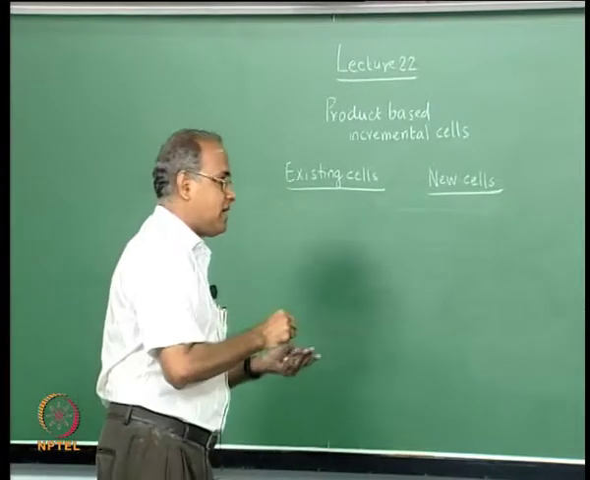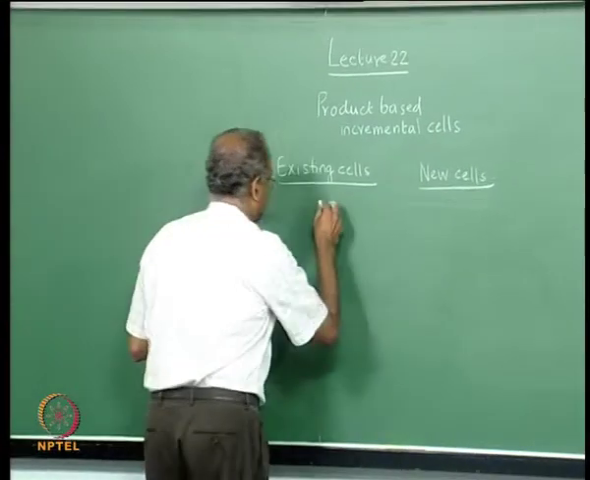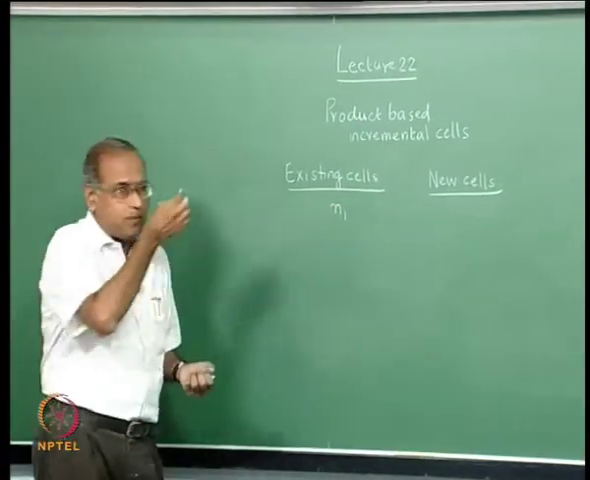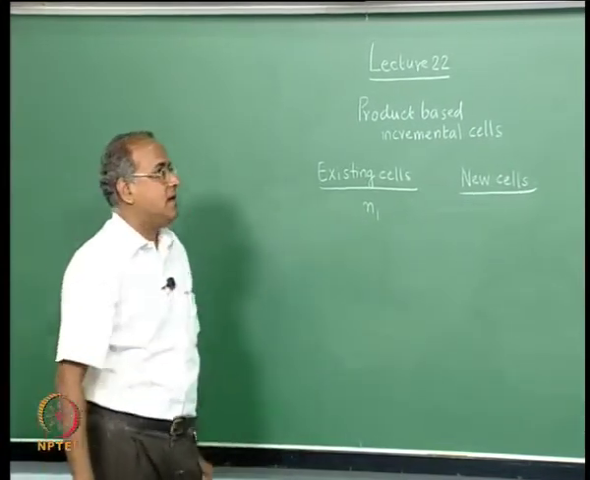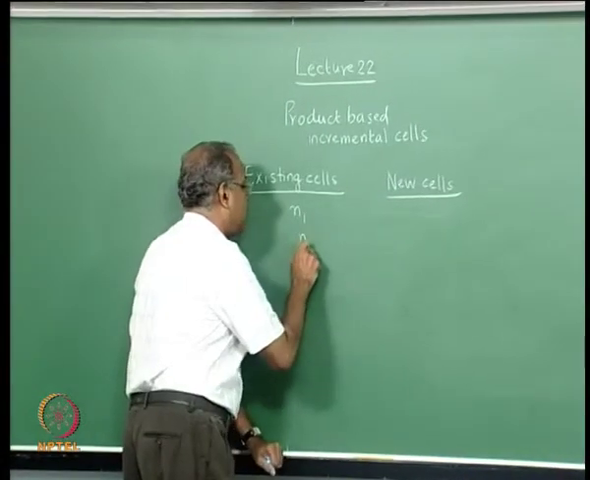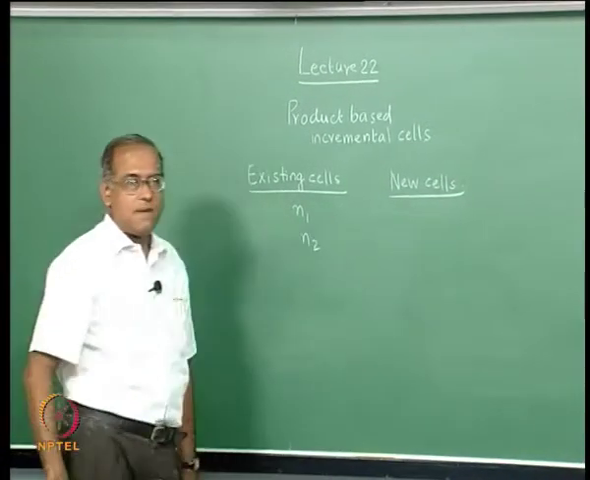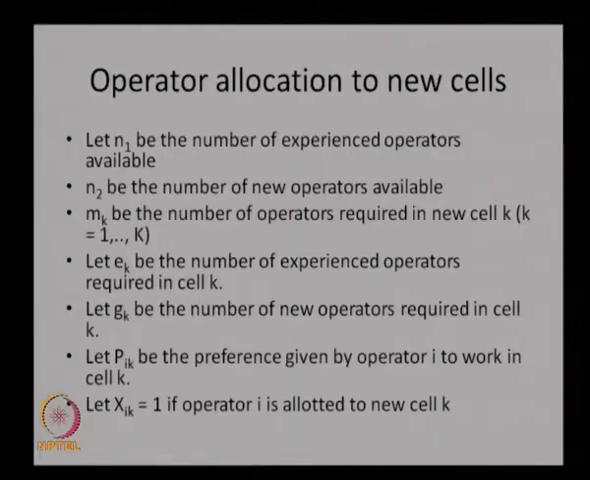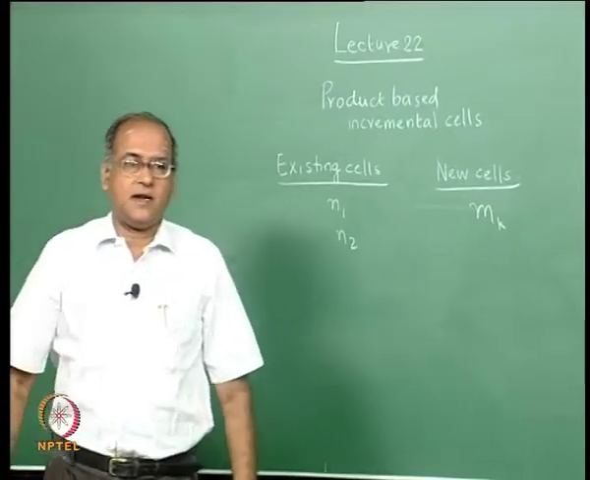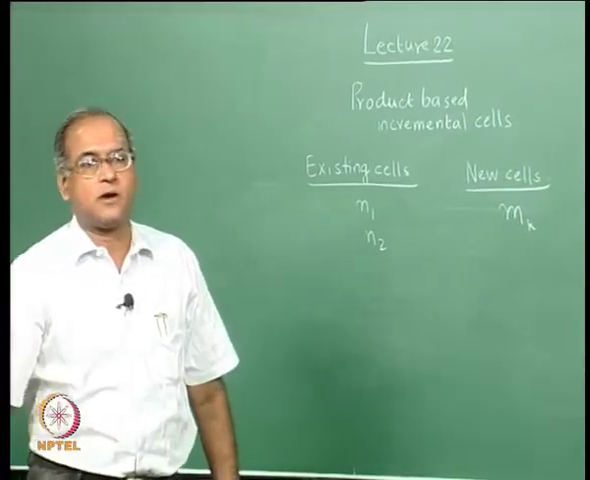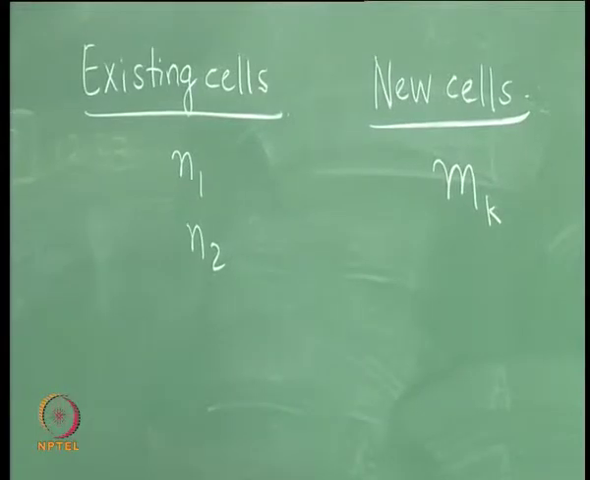So, let N1 be the number of experienced operators available. We assume that people who are working in the existing cells are experienced operators. Let N2 be the number of new operators available. The slide shows the notation and the definition of the variables. Let mk be the number of operators required in new cell k. So, there are k new cells and mk is the number of operators required in the new cell.